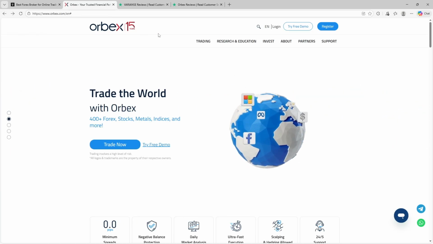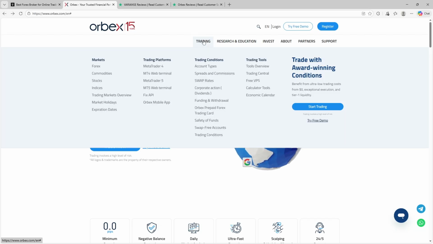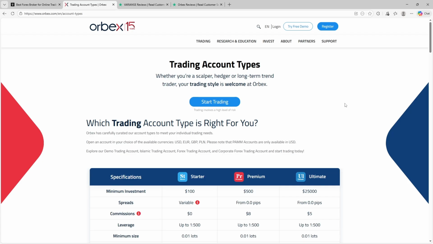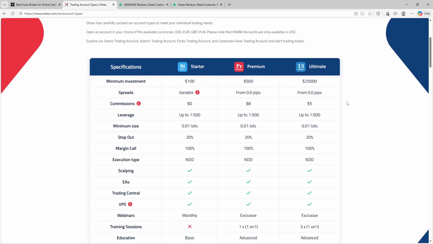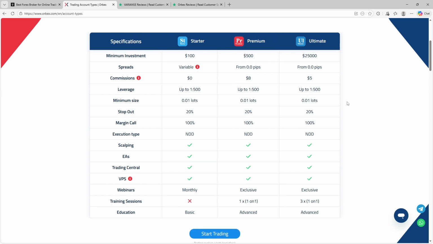Only after understanding the trading environment does pricing come into focus. Orbex offers three main account types: Starter, Premium, and Ultimate. The Starter account is designed for entry-level traders offering variable spreads with no commission and lower minimum investment requirements. The Premium account targets more active traders, featuring spreads from 0 pips with a fixed commission per lot and access to more advanced tools. The Ultimate account is built for high volume and professional traders, offering tighter pricing, lower commissions, priority services, and higher minimum investment thresholds.